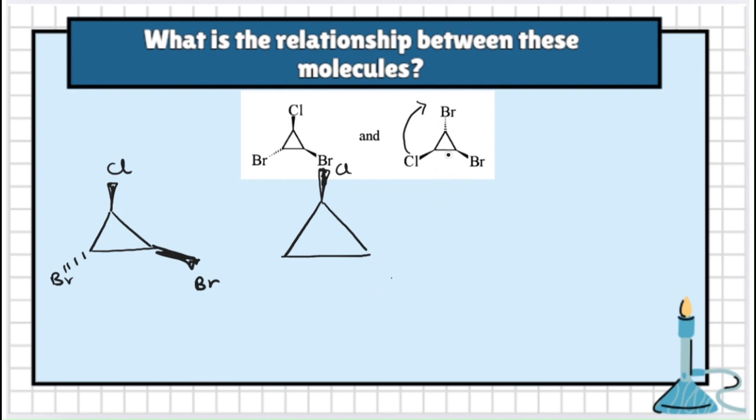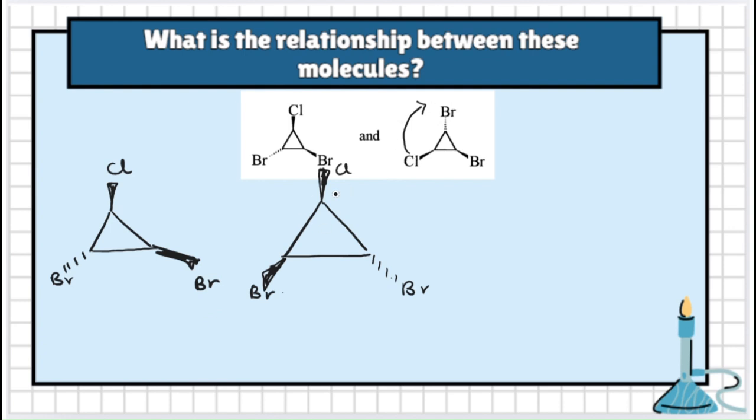Now, what about the bromine? It goes here and it is below the plane, like this. And what about this bromine? It goes here and it is above the plane. This is above the plane, right? Now let's compare this and this molecule.